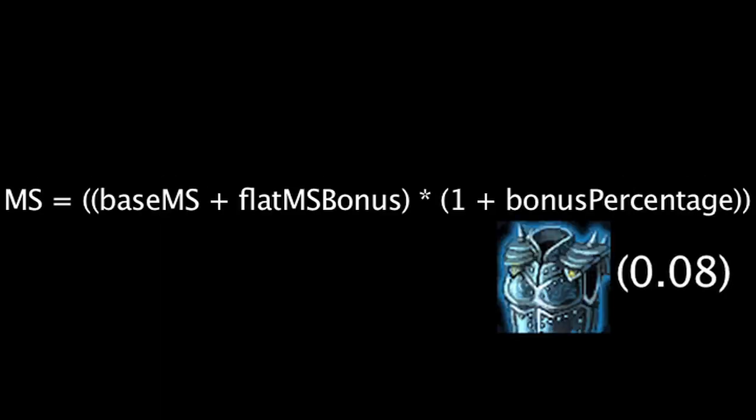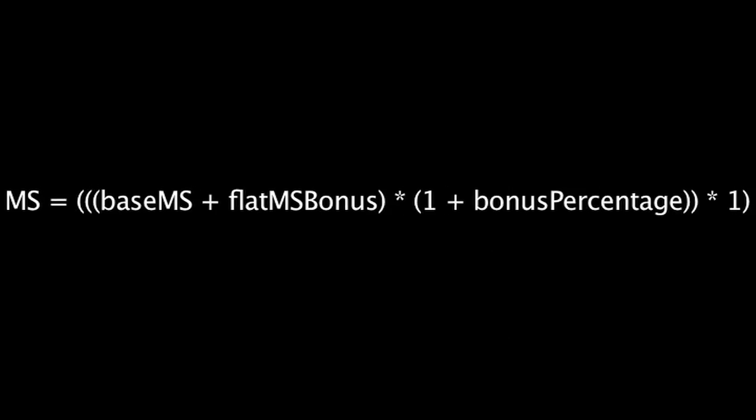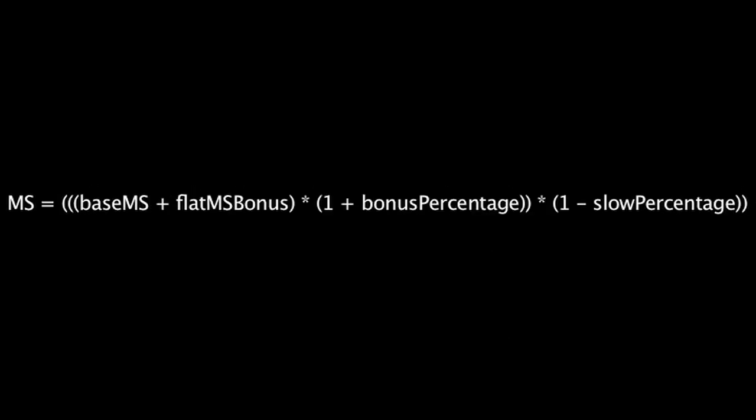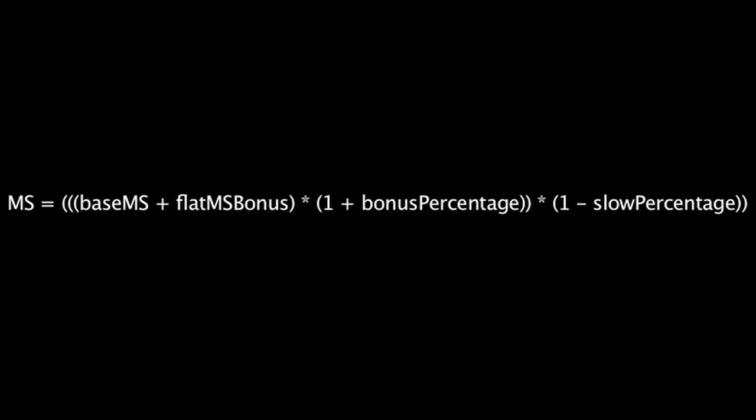This amount is then multiplied by 1 plus any bonus movement speed percentages the champion has, such as the 8% movement speed bonus from the Force of Nature item, or the 40% movement speed bonus from Master Yi's Highlander ability. This amount is then multiplied by 1 minus any slow percentages that are in effect. These are commonly caused by an enemy champion's ability, such as Dr. Mundo's Infected Cleaver, which is a 40% slow. Since all slows are percentage-based and not flat reductions, this prevents a champion's movement speed from reaching zero or going into the negatives.